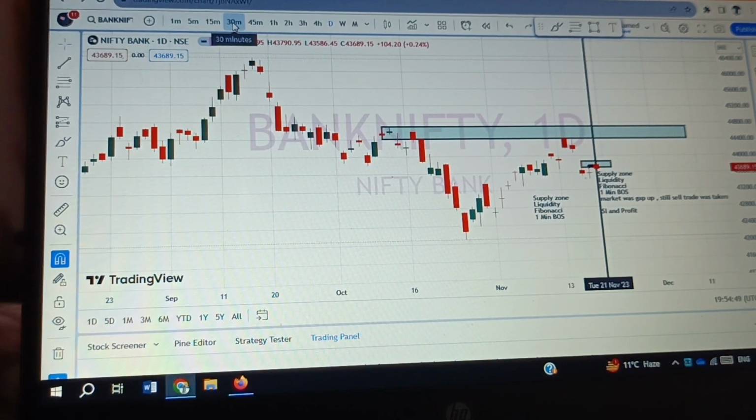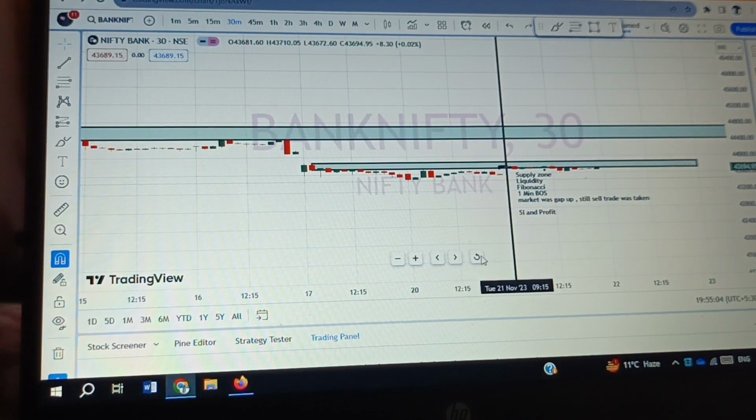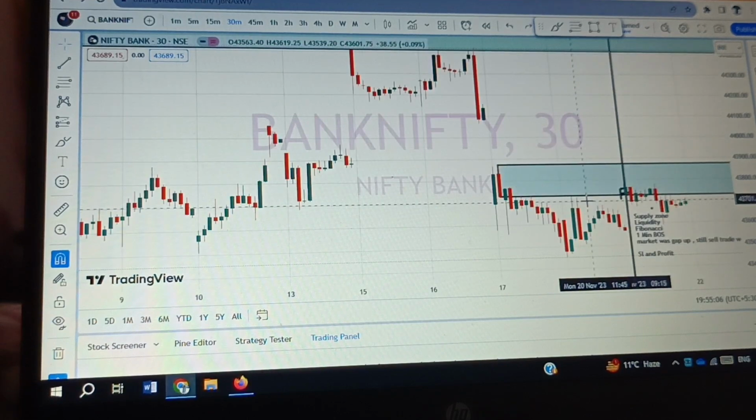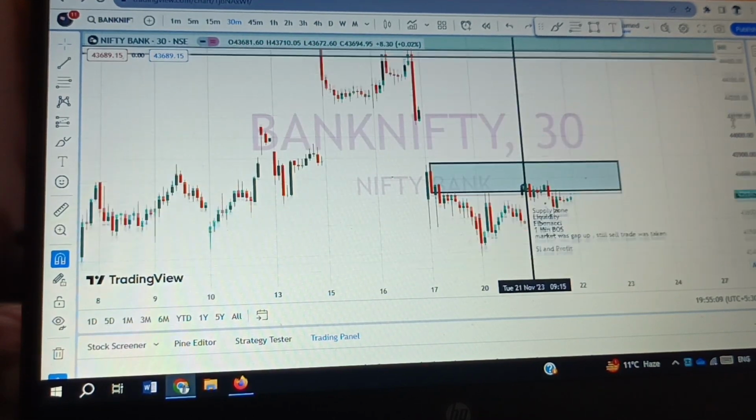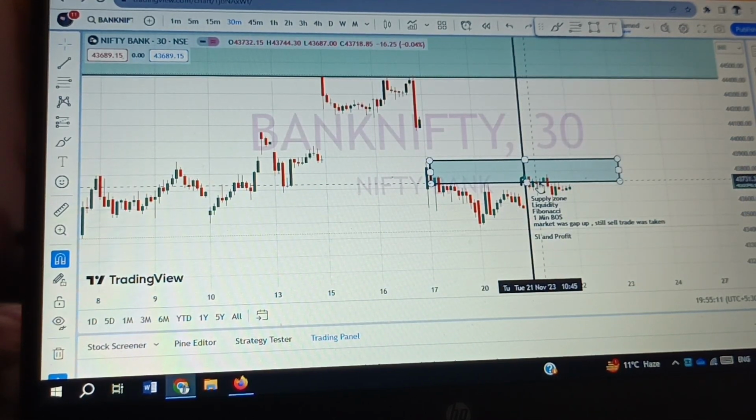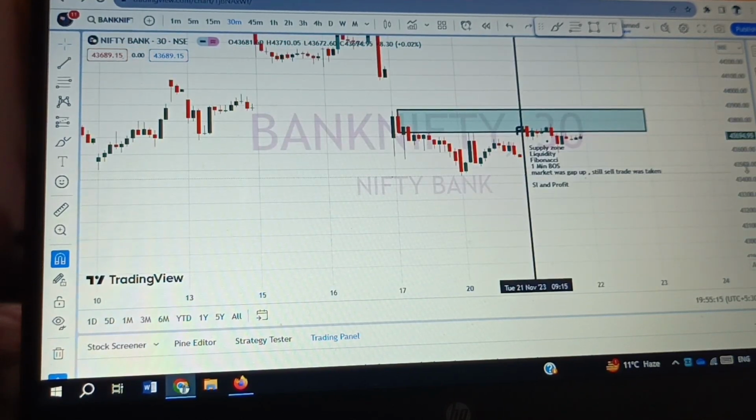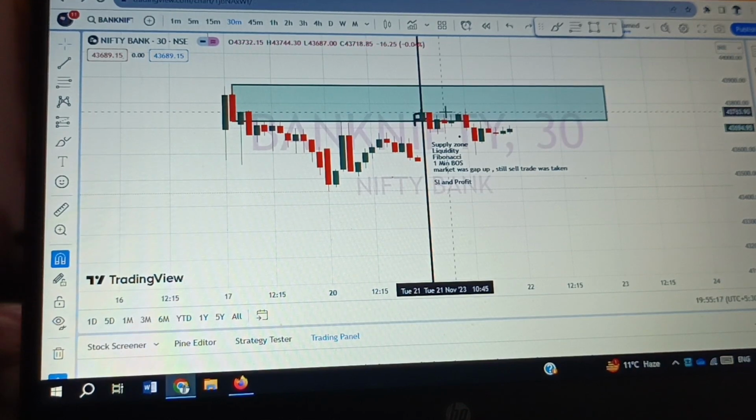Again, we are going to the lower time frames. We always go from the higher time frames to the lower ones. First we see the higher time frame on the daily chart. Now we go to the 30 minute time frame to understand what is happening there. As you can see, the price has just entered this supply zone and has started showing rejections. You can see the rejections.